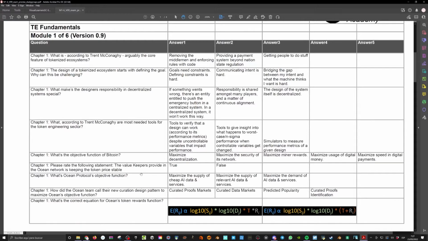I think yes. Yeah. And then how did the Ocean team call their new curation design pattern to maximize Ocean's objective function? Melvin, you want to take this one? Yeah, it's a curated proofs market. Actually, the thing is that they've switched from this right now. I haven't actually read up on what they're doing currently, but in the article, what I understood is curated proofs market. Yeah, I think he states on multiple occasions it's CPM. So at least in the article. No, also in 2 presentations he was giving, I think he's saying it's CPM. So that's also what I went for.